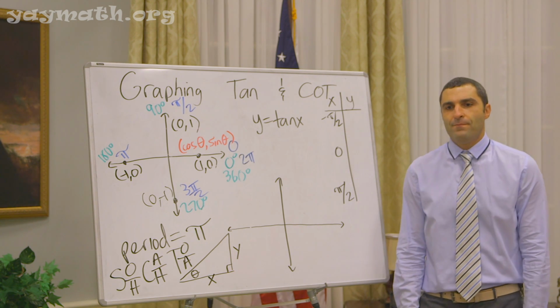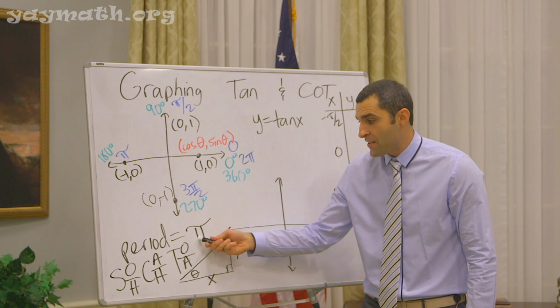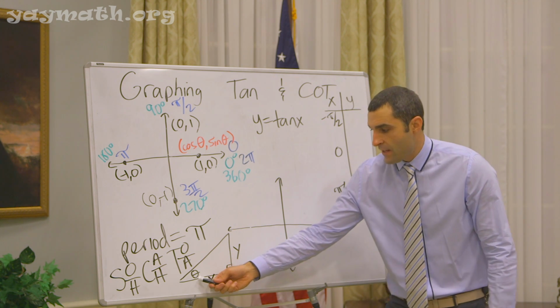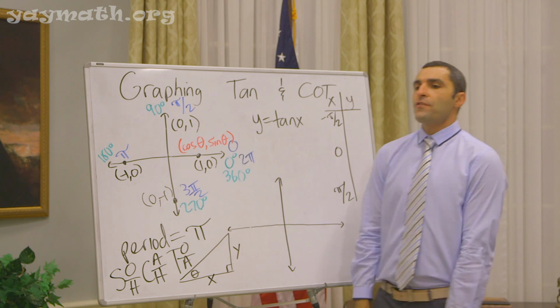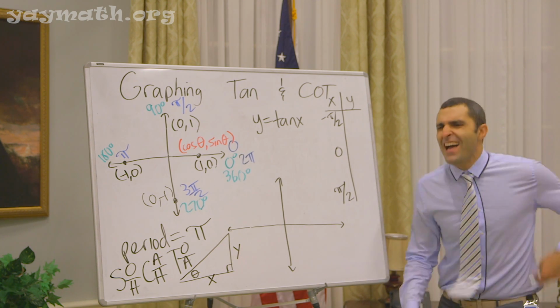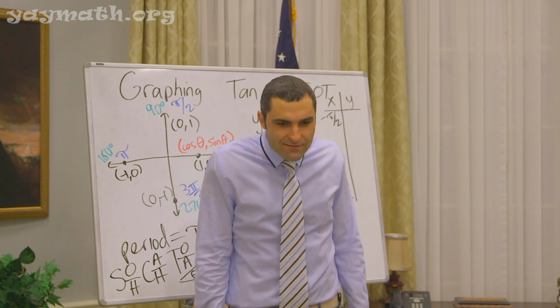Again, tangent is opposite over adjacent. Here's the angle. Opposite would be y over x. So it's 1 over 0. So 1 over 0 is undefined.